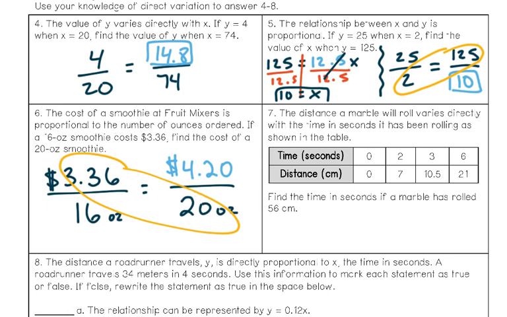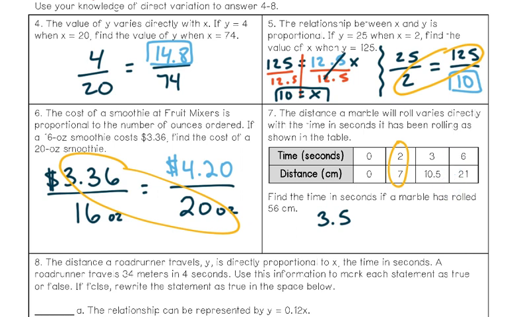All right, let's try number 7 together and break it apart. It says the distance a marble will roll varies directly with the time in seconds it's been rolling, as shown in the table. The first thing I want to know, what is the distance that it rolls per 1 second? You can pick a point and do the y divided by the x. In this case, 7 divided by 2 will work. I got 3.5. You'll get that same number if you do any one of these, y divided by the x.